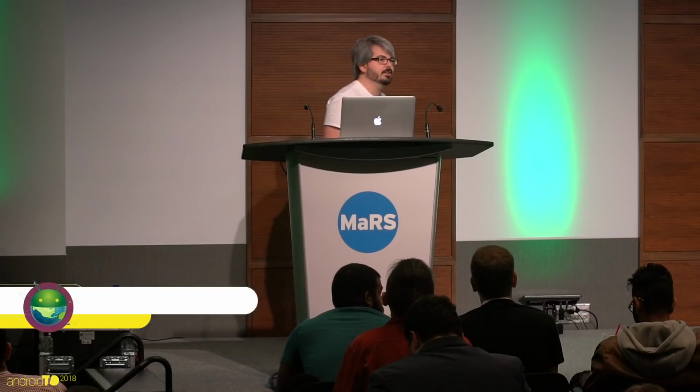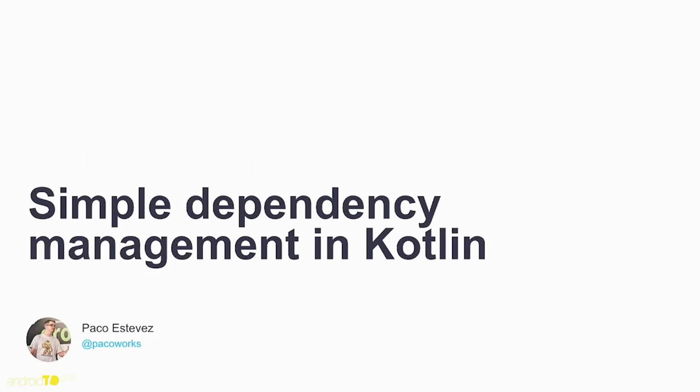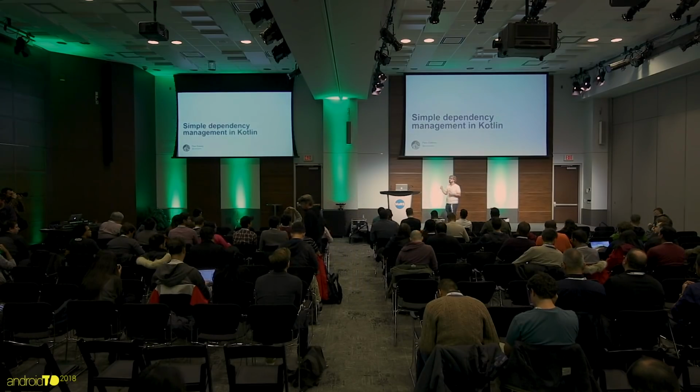So the title of this talk is Simple Dependency Management in Kotlin. And the reason why this talk exists is basically because I've been working with functional programming for a while now. Me and several other people from the community were working on a library called Arrow that does a little bit of functional programming. And there was a little bit of a mismatch when we started looking into the way that people were learning how to do this kind of functional programming.